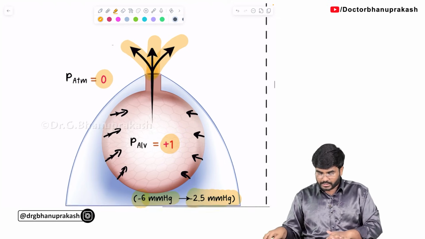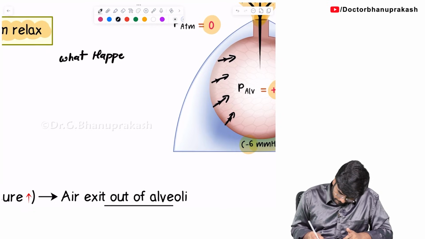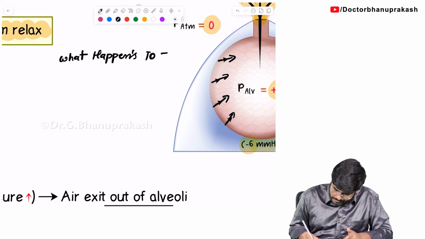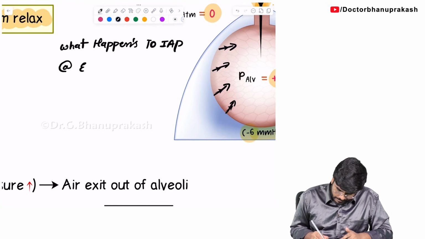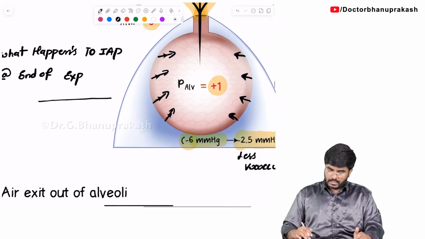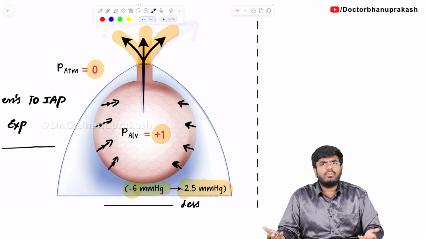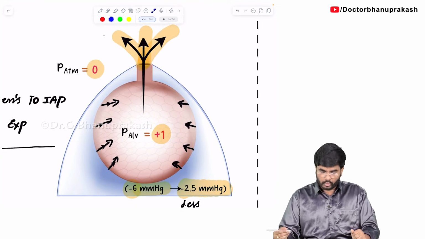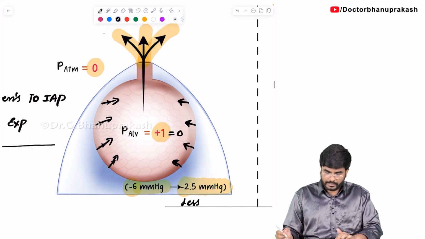Now let me ask you a question. What happens to intra-alveolar pressure at the end of expiration? What do you think the value will be? See, the air is going out, right? Till how much time do you think the air will go out? Continuously? No. Till this plus 1 becomes 0 again.